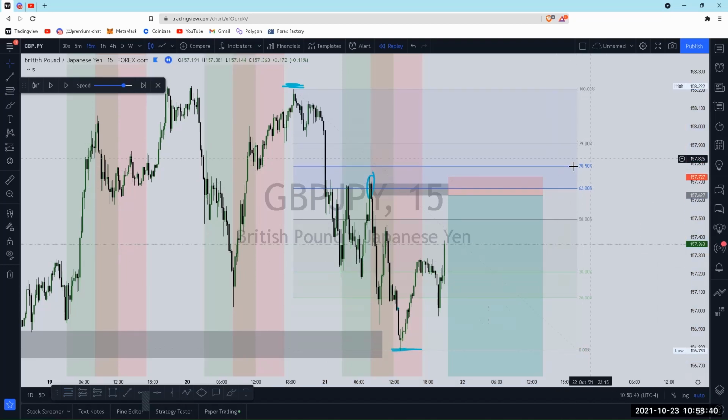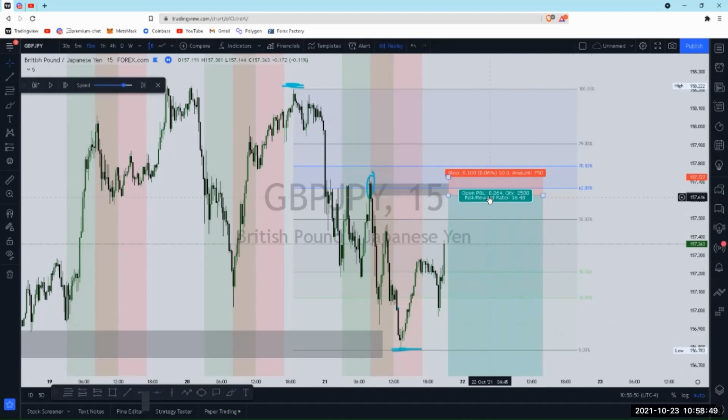The levels I have marked up in blue, this is what I call a sweet spot. It's basically an area that price tends to react at a lot because it's considered to be in a premium area where people want to sell. You want to sell as price is going up, and you want to buy as price is going down. Premium discount.